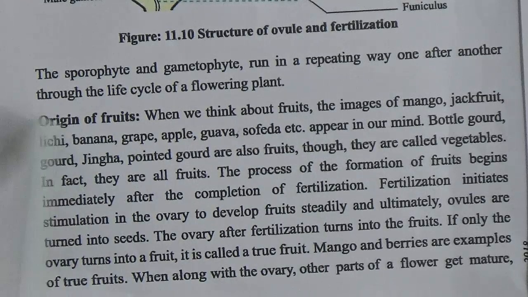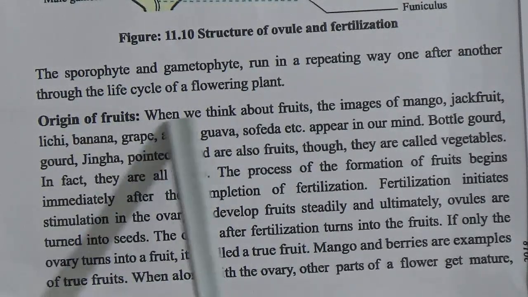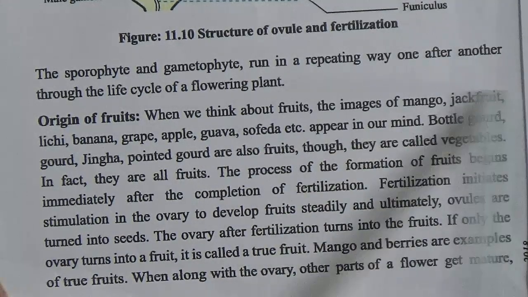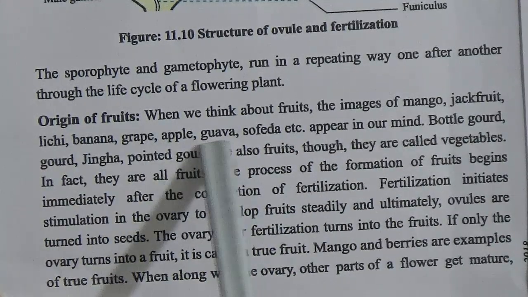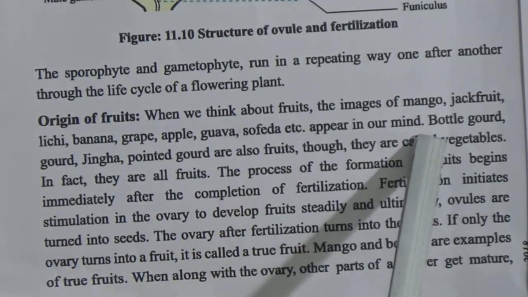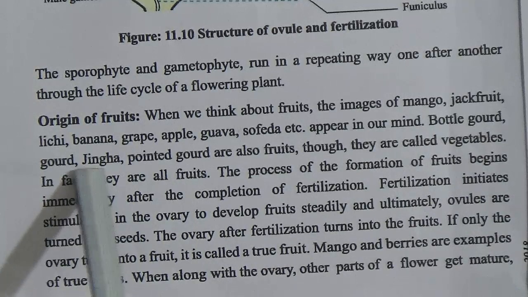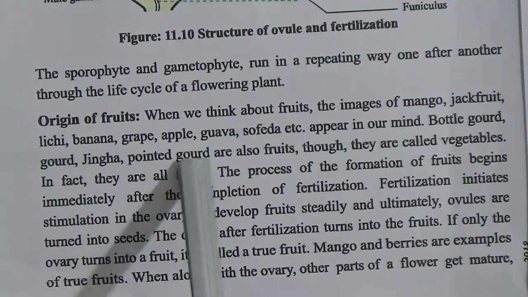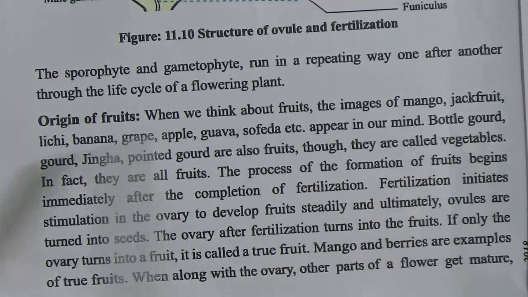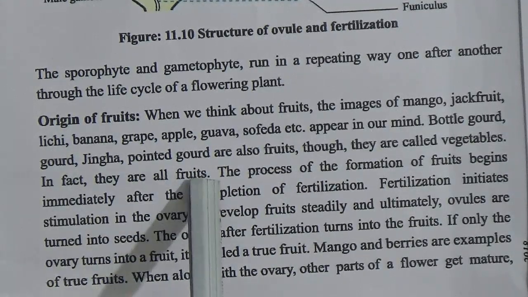The sporophyte and gametophyte run in a repeating way one after another through the life cycle of a flowering plant. Origin of fruits. When we think about fruits, the images of mango, jackfruit, lychee, banana, grape, apple, guava, sabeda, etc. appear in our mind. Bottle gourd, jhinga, and pointed gourd are also fruits, though they are called vegetables. In fact, they are all fruits.